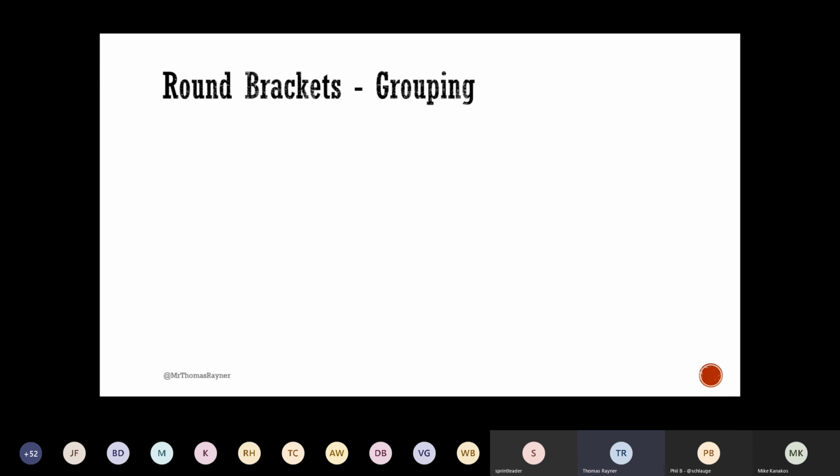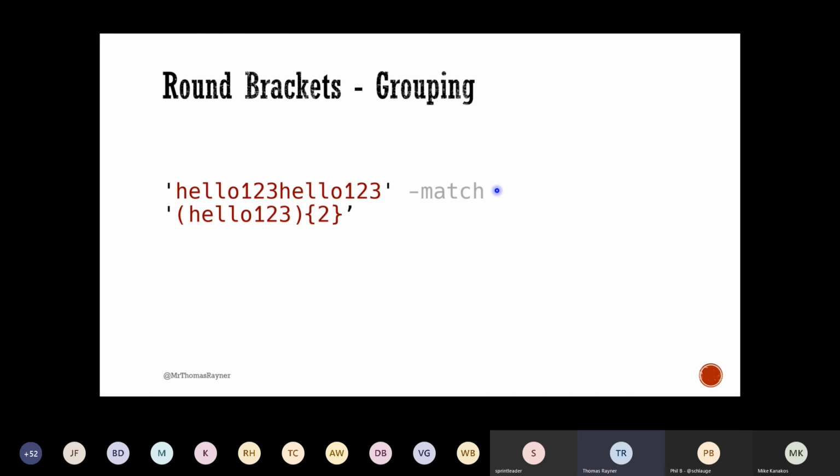Round brackets are used for grouping, so you can almost think like algebra here. It's saying treat everything inside the round brackets as a group, and that's handy for things like quantifiers, which apply to whatever comes right before it. Again, apologies for the wrapping here. I just changed the font on this. But what we have here is hello 1 2 3, hello 1 2 3. All that's our input string, and then the match. Imagine this was on the same line. We have hello 1 2 3, but it's wrapped in round brackets. And then we have a quantifier right here of the curly braces with the 2 in the middle.